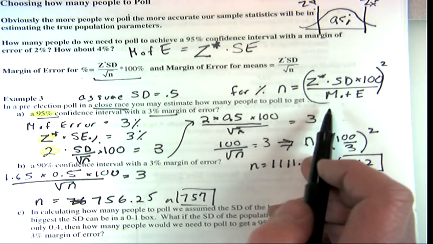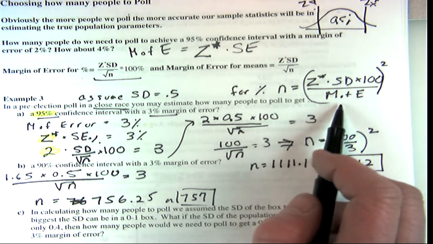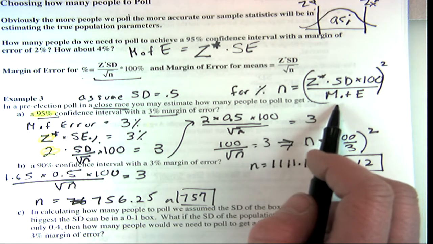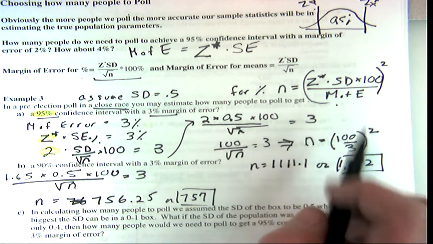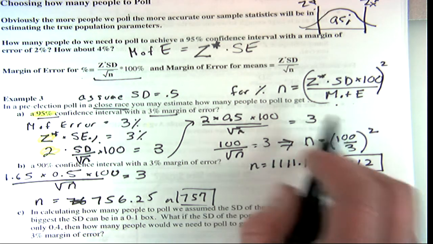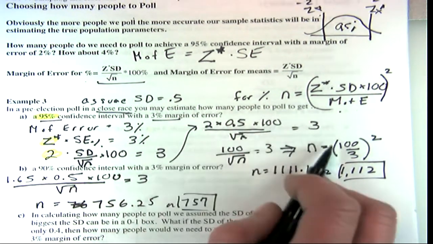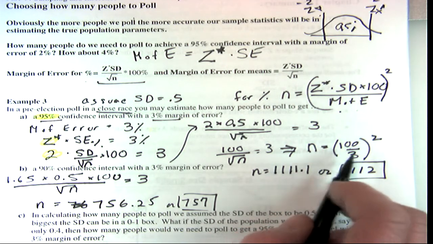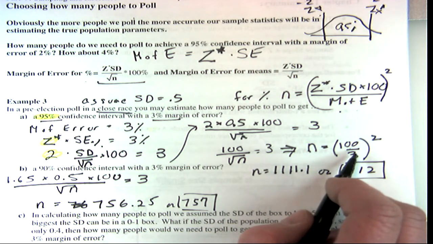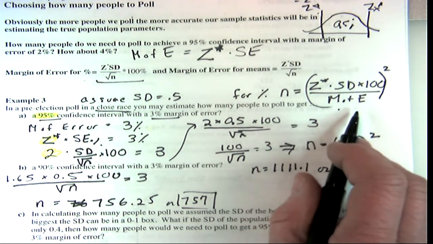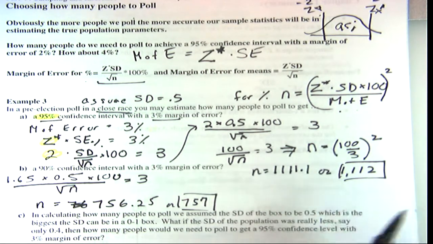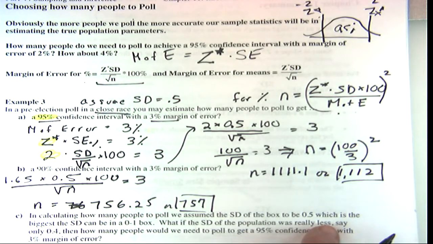Let's say you had a margin of error, another example, let's say you only wanted a margin of error of 5%. What would you do? If you kept it for a 95% confidence interval in a close race, you'd just put a 5 in here, and you'd get only 400 people. If you wanted a margin of error of 10%, you'd only need 100 people, etc. Okay?